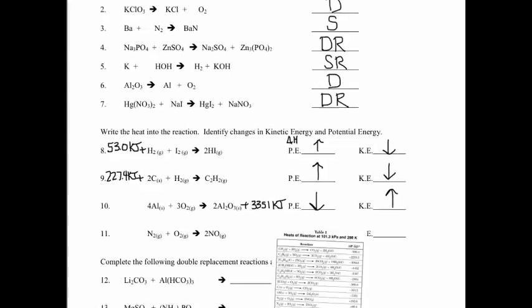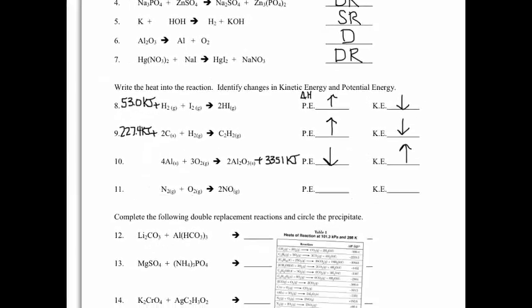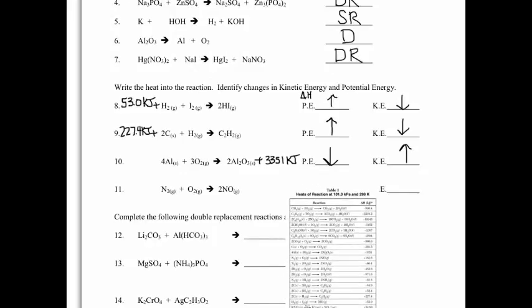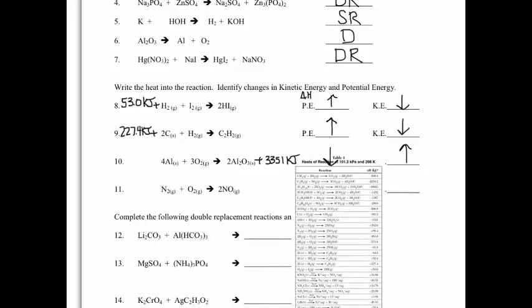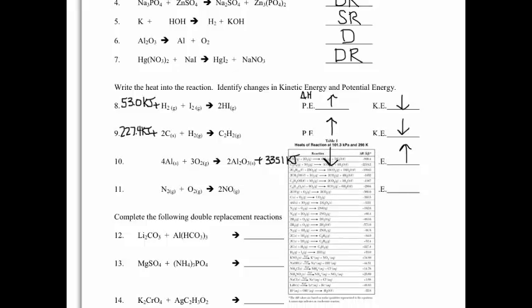One more question in this section. N2 plus O2 yields 2NO, which this isn't expanding for me, but I can see it on here.